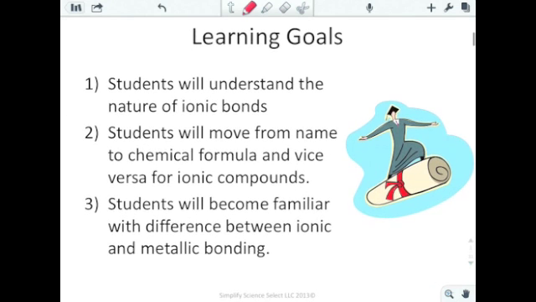Now, our learning goals for this. Students will understand the nature of ionic bonds. So we need to know what an ionic bond is, what makes an ionic bond, and how to tell the difference between an ionic bond and covalent bonds and metallic bonds and things like that. Number two, students will move from name to chemical formula and vice versa for ionic compounds. So we want to be able to look at a name and write the formula, and look at the formula and write the name. So go back and forth on both of those. And then lastly, students will be familiar with differences between ionic and metallic bonding. So we'll briefly talk about metallic bonding in this, but we'll need to know the difference between those two.